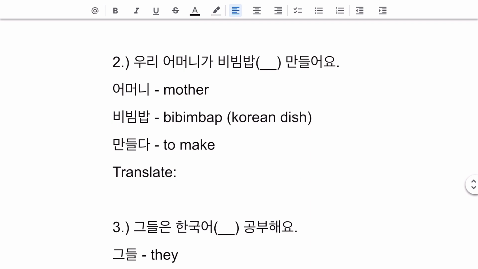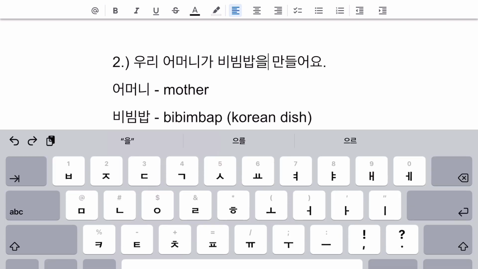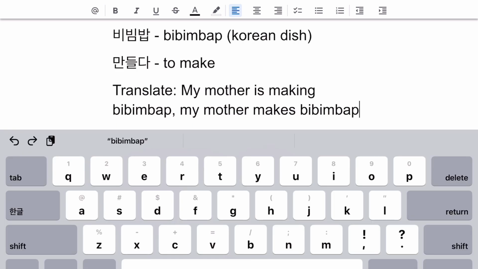Okay? Number 2. 우리 어머니가 비빔밥 만들어요. 우리 어머니, our mom, our mother, or it could even be my mom, my mother. In Korean, a lot of times they'll use the word 우리, which usually means we, our, us, right? They'll use that to say my when referring to their family members. So 우리 어머니가 비빔밥 is Korean dish. 만들어요. So to make is acting on the bibimbap. What is she making? She's making bibimbap. So which one do we use? 을 or 를? bibimbap. 을. 만들어요. So this means my mother is making bibimbap, or my mother makes bibimbap.